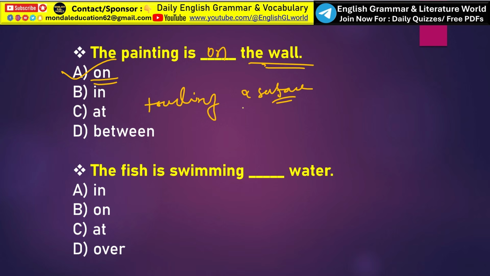Okay, next, the fish is swimming dash the water. So here the correct answer is option A, that is in. The fish is swimming in the water. In also suggests inside. So inside the water, that's why we have to use preposition in.